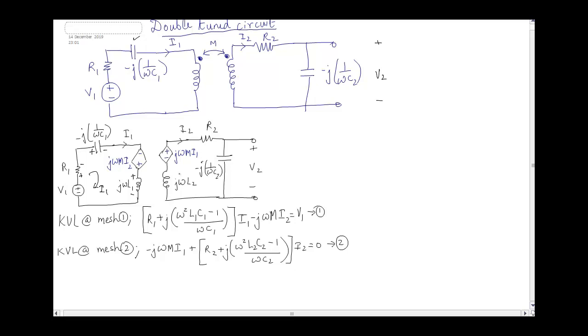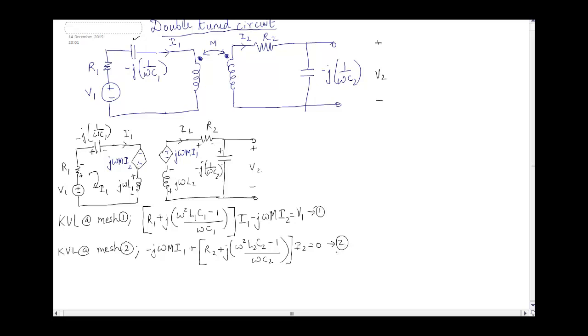Similarly, on the second side, the secondary side, we will have current I2 passing through this circuit, so the polarity will be plus minus, plus minus, plus minus, as we have shown here. Based on that, we will have a KVL equation written, which can finally be summarized to equation number 2 here. We follow the same steps that we did in the single tuned circuit.